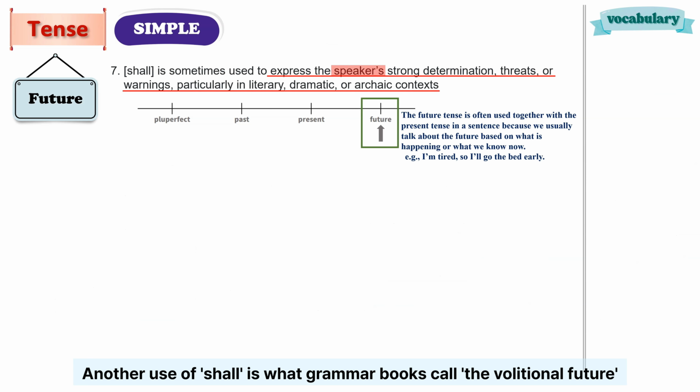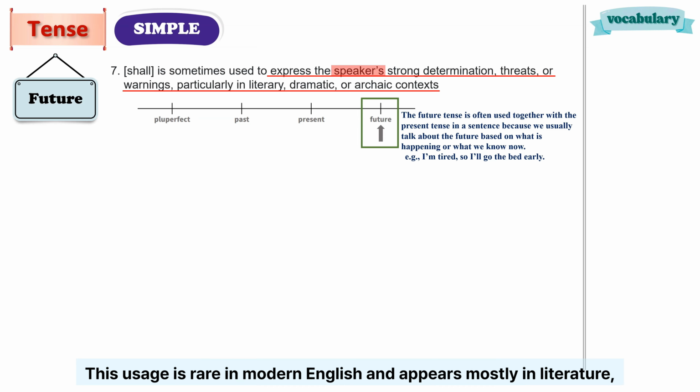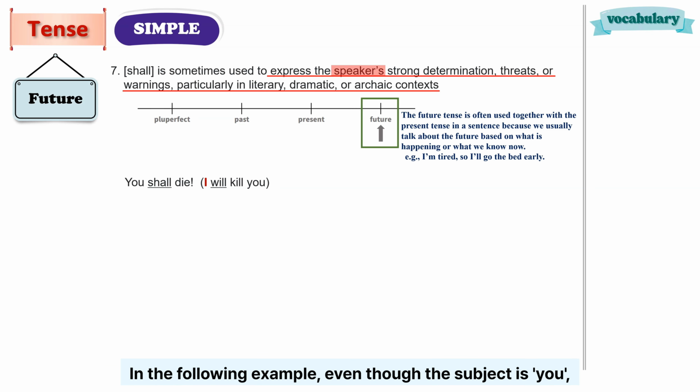Another use of shall is what grammar books call the volitional future, although you don't need to remember that term. It expresses strong determination or will on the part of the speaker, regardless of the sentence's subject. This usage is rare in modern English and appears mostly in literature, so just keep it as background knowledge. In the following example, even though the subject is you, the meaning conveys the speaker's strong determination.